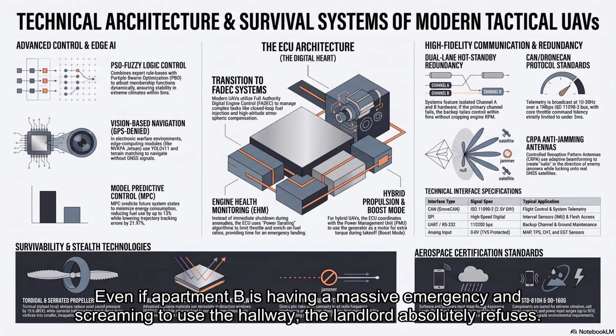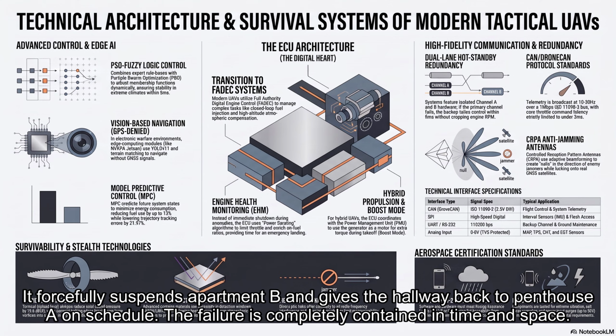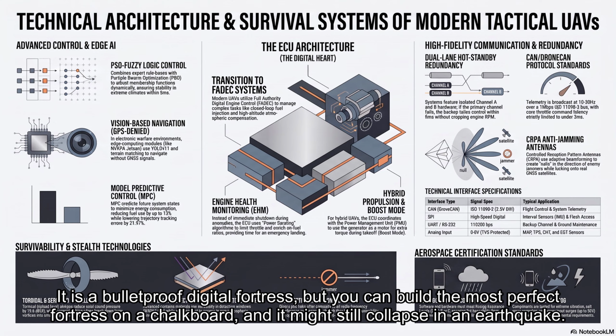Even if apartment B is having a massive emergency and screaming to use the hallway, the landlord absolutely refuses. It forcefully suspends apartment B and gives the hallway back to penthouse A on schedule. The failure is completely contained in time and space. It is a bulletproof digital fortress. But you can build the most perfect fortress on a chalkboard, and it might still collapse in an earthquake.